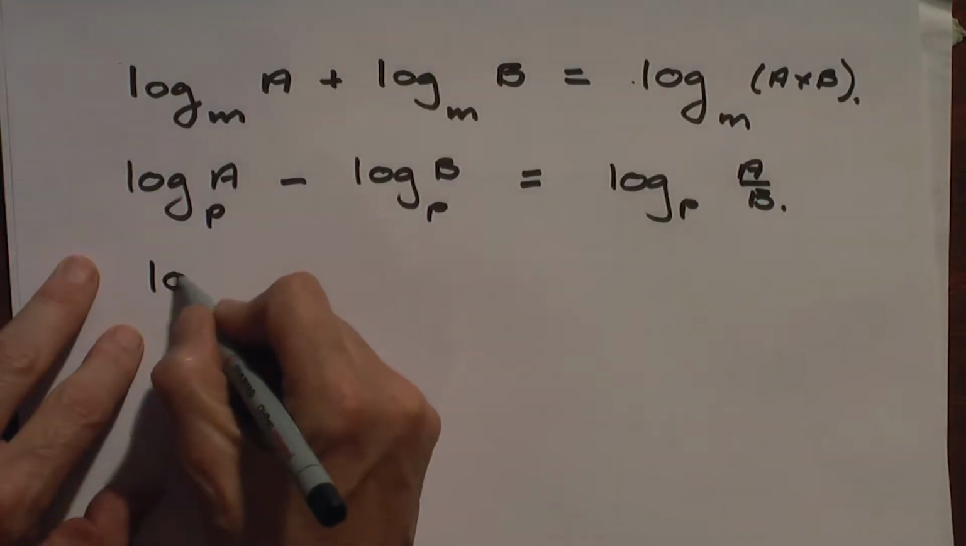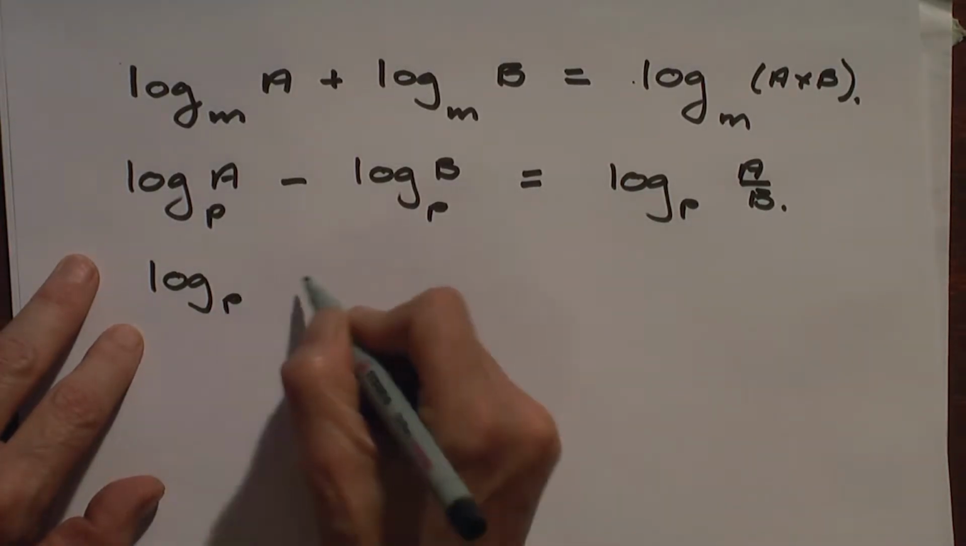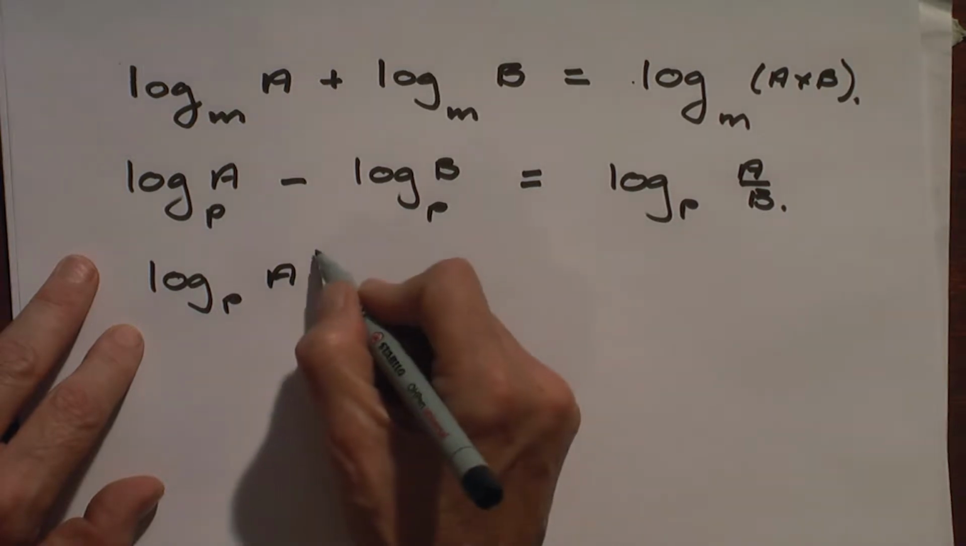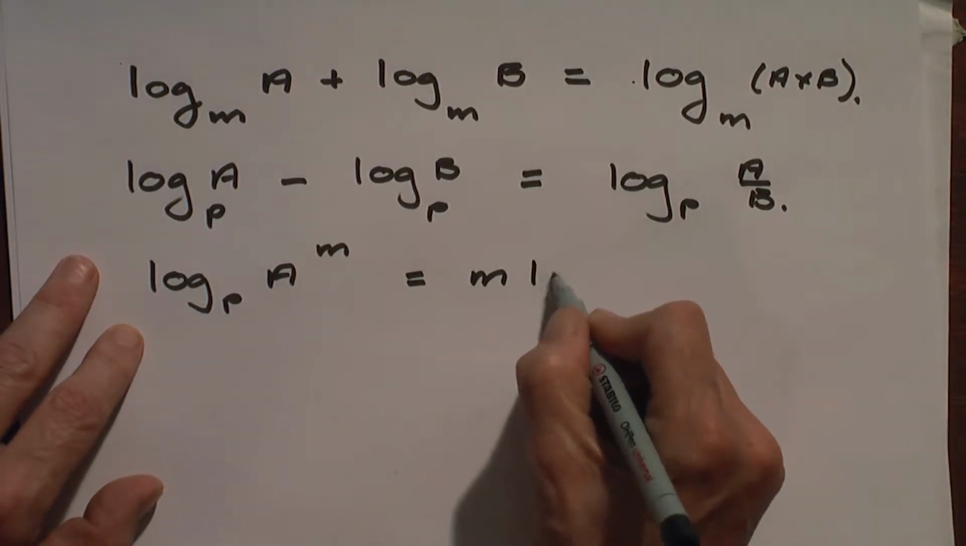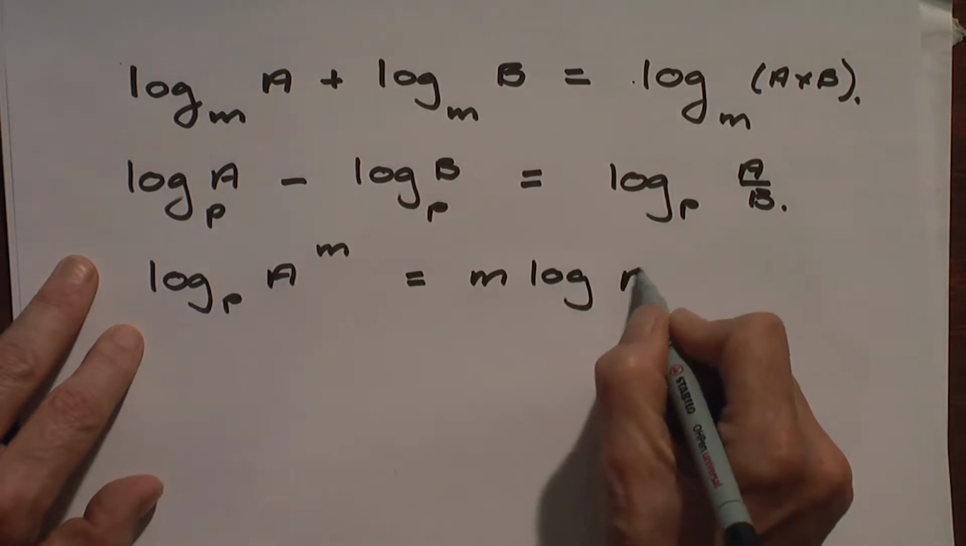And finally, I call it the jump up, jump down law. It gives me log A to the power of M is the same as M log A to the P. Why? It's the same rule as the exponents. I'm raising a power to a power. What do I do? I multiply the exponents. What are exponents? They are logs.